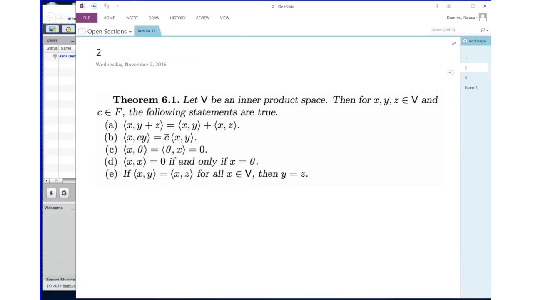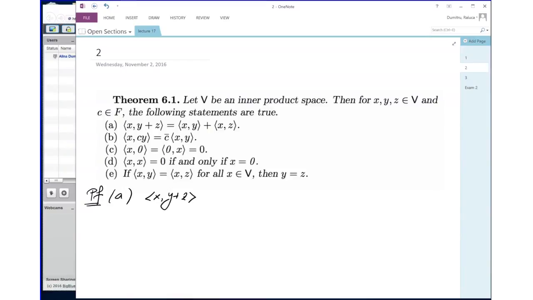Properties of inner products. First property says not only that the inner product is linear in the first, as requested by the definition, but it's linear in the second. Linear without scalars, right? Just with respect to the sum of two vectors. That's what part A says. So we want to look at the inner product between x and y plus z. But I don't know how to deal with the sum in the second entry. I know how to deal with the sum in the first entry, correct? Because I know that I can split it.